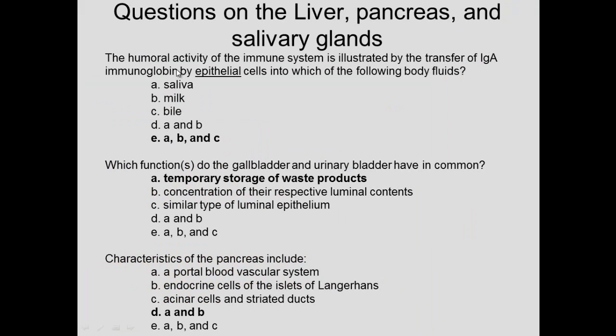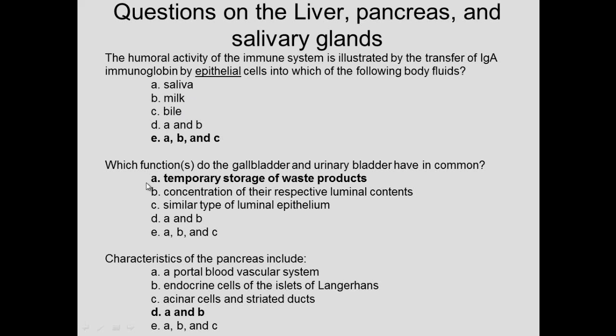The humoral activity of the immune system is illustrated by the transfer of IgA, immunoglobulin, by the epithelial cells in which of the following fluids? Saliva, yes. Milk, yes. Bile, yes. The answer is E. All these body fluids will have antibodies associated with them.